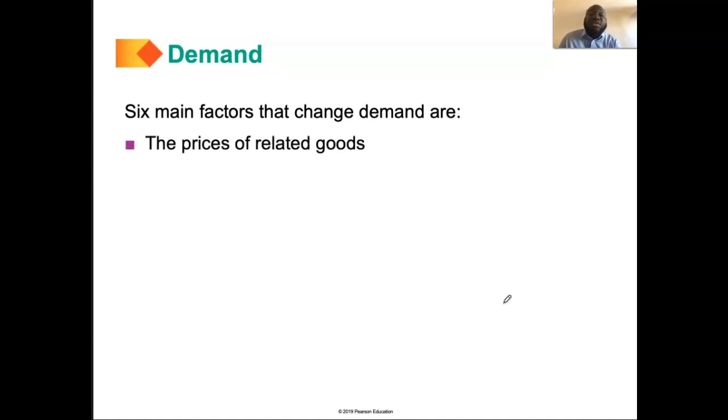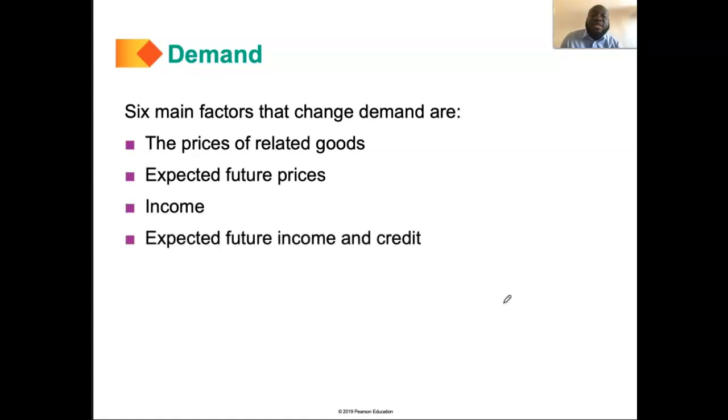Well, the first one is what we call the prices of related goods, and we actually delve into this more deeply later on. The second one is expected future prices. The third one is income. The fourth one is expected future income and credit. The fifth one is population. And the last one is preferences, okay?